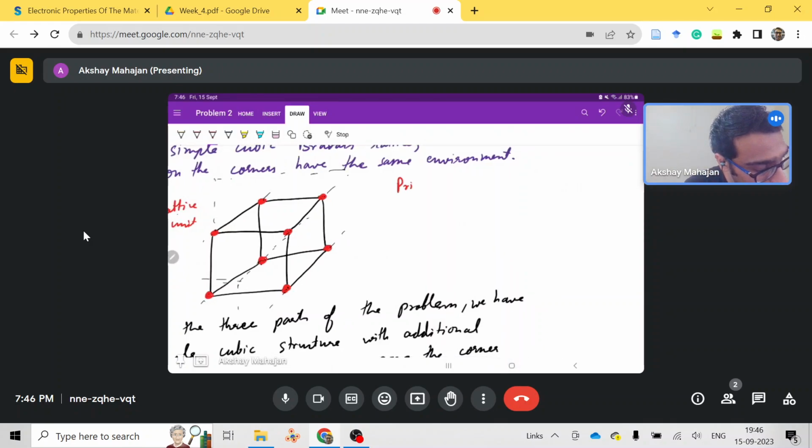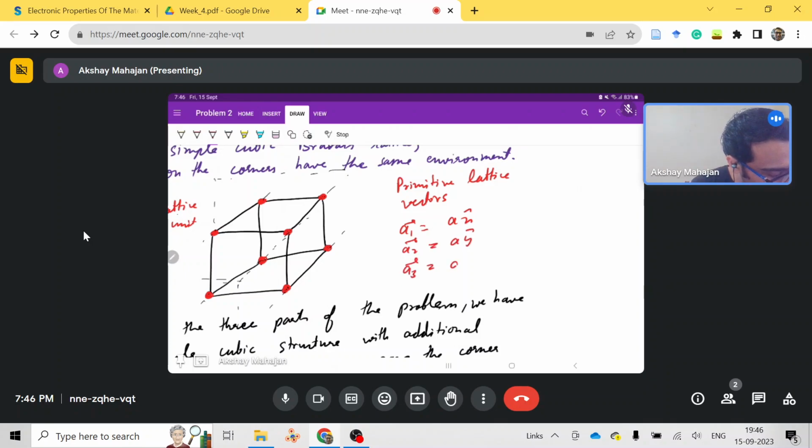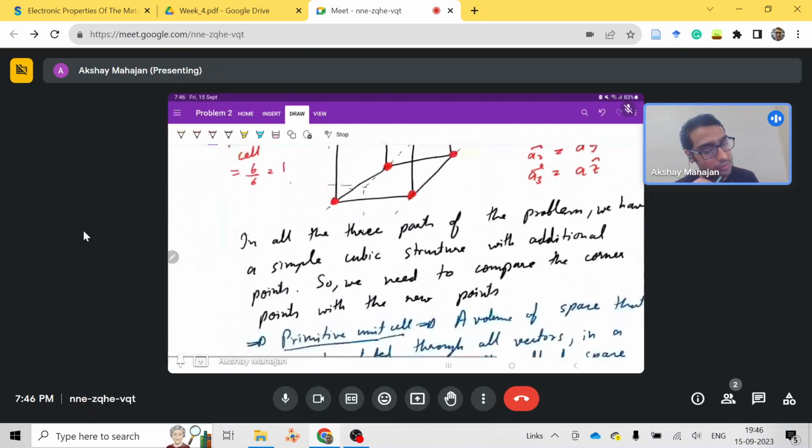And the primitive lattice vectors for the simple cubic here will be: e1 vector given by a times x cap, e2 vector a times y cap, and e3 vector a times z cap. So I am just taking this primitive lattice vector for now, where this a is the length of this cube. Okay, now we will go back to our problem.